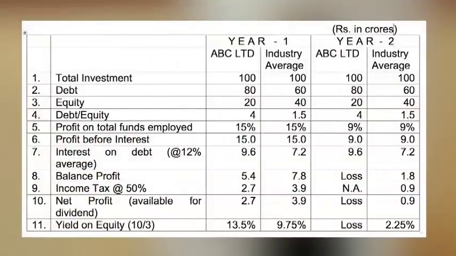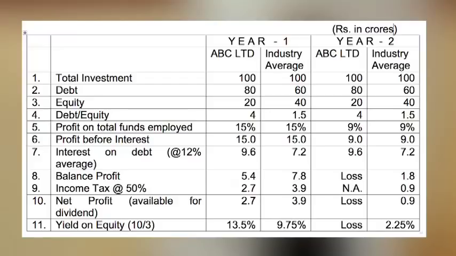Then what is the total debt of the company in the first year? See, 80 crore is the total debt, and the industry average is 60 crore. And the second year it is 80 crore total debt, industry average is 60 crore. Then what is the equity? Equity is 20 crore so far as the company ABC Limited is concerned, and industry average is 40. Then second year is also 20, industry average is 40.